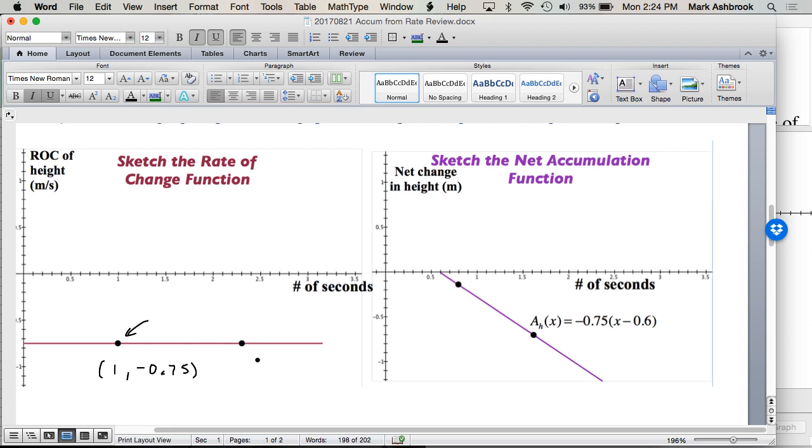Okay? So then what would this one be? At 2.3 seconds, the rate of change is still negative 0.75 meters per second. And so then what is that red line? Hint, we just explained two of them. The line is not the rate of change. The line is the change of the flag's height.